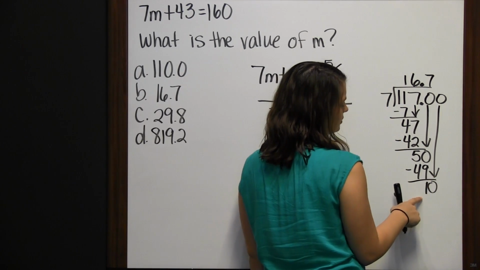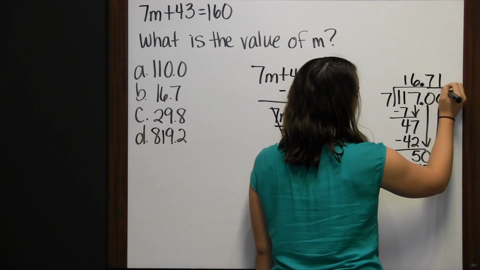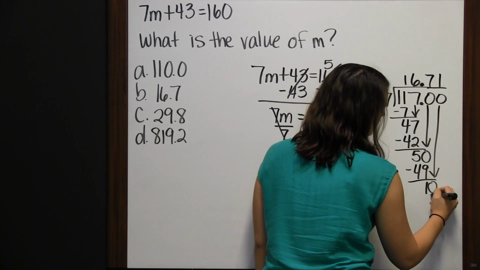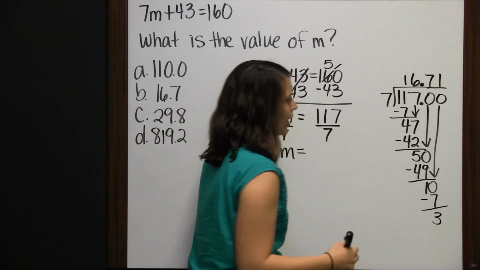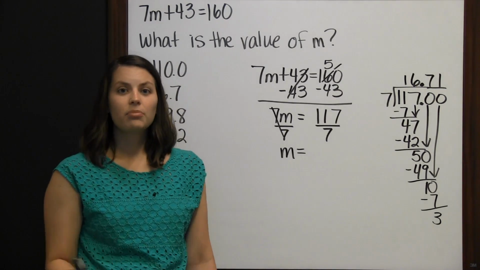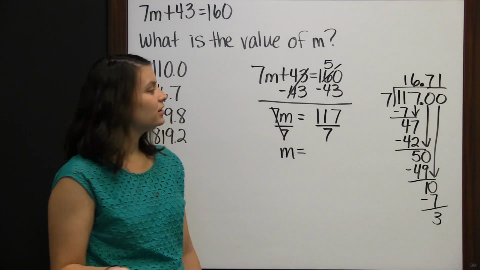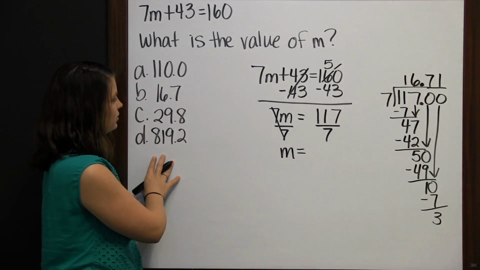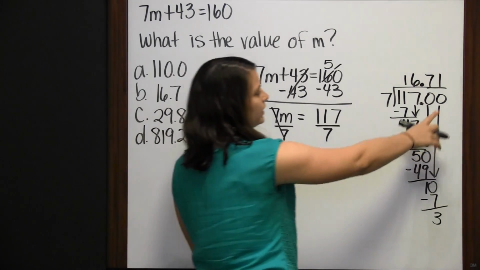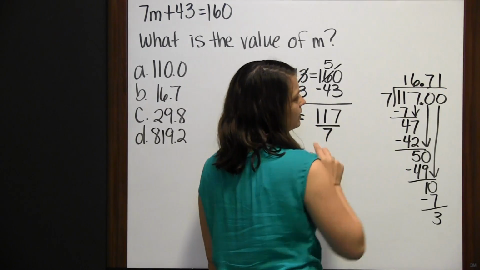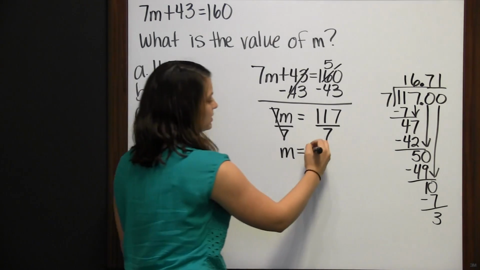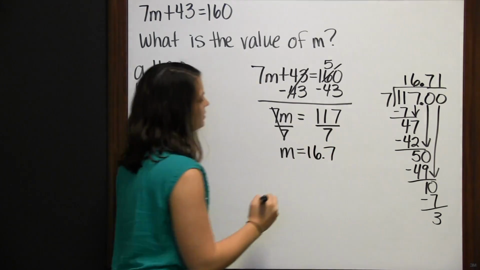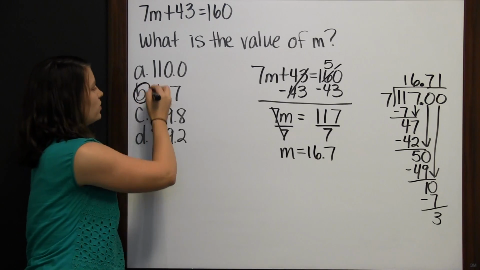7 goes into 10 one time. 7 times 1 is 7. We subtract and we get 3. And we could keep going, but really, that's all I need to find my answer. The 1 tells the 7 to stay the same if we're rounding to the tenths place. So our answer is 16 and 7/10, which is answer choice B.